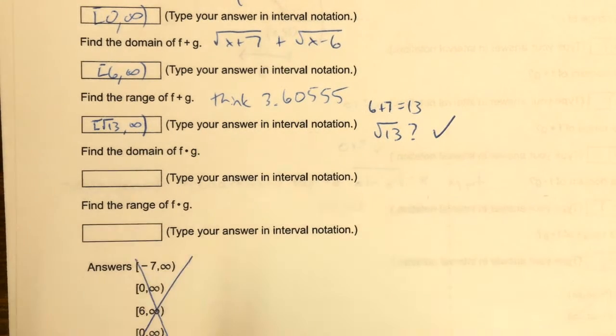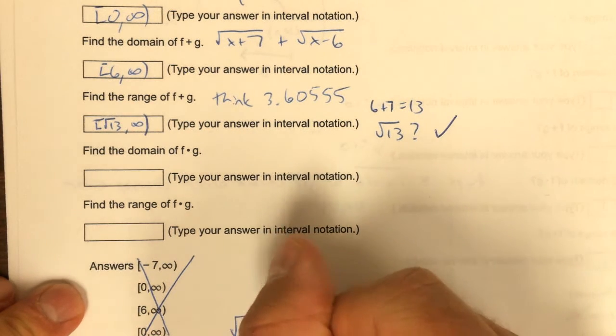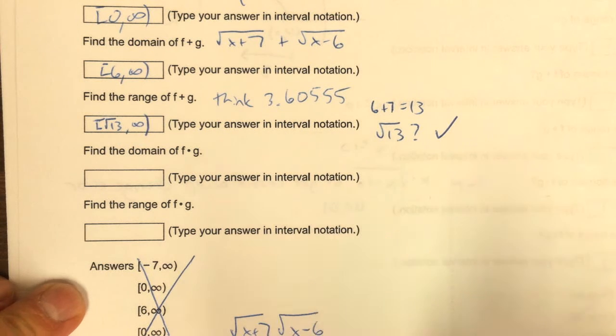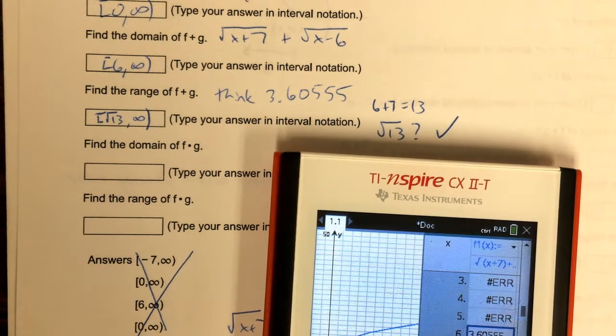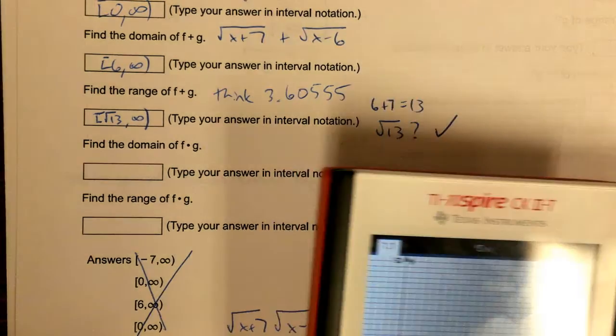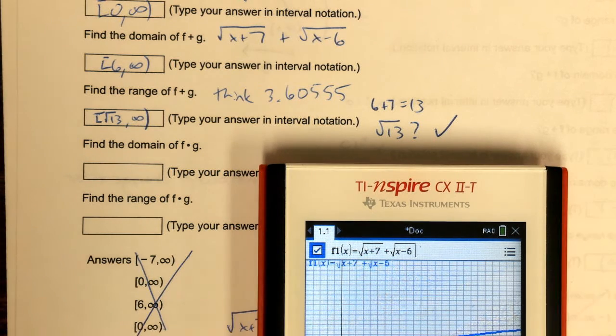And then for times. Okay, so now what's a little different on this one is if you're saying square root of x plus 7 times the square root of x minus 6, when you multiply them, you're going to get something different. It's no longer going to be a square root function. I guess you don't actually have to write it out, you just have to say what the domain is.